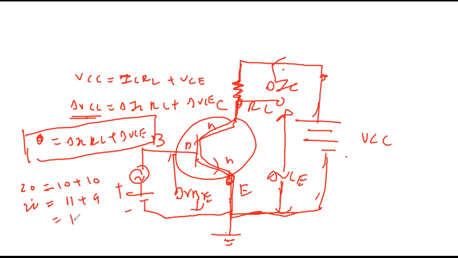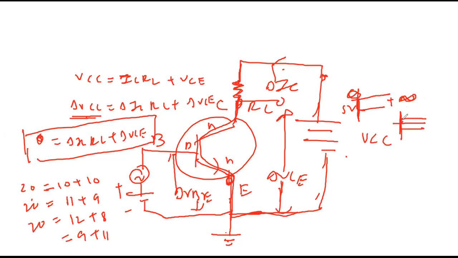Or if this becomes 12, this should become 8, then no change. So delta VCC change will be 0 and vice versa. This goes from 9 to 11. Then I told, suppose this is base voltage of 5, we superimposed the signal voltage on it. Then it becomes 5, 6, 4, that is how it goes in the circuit.